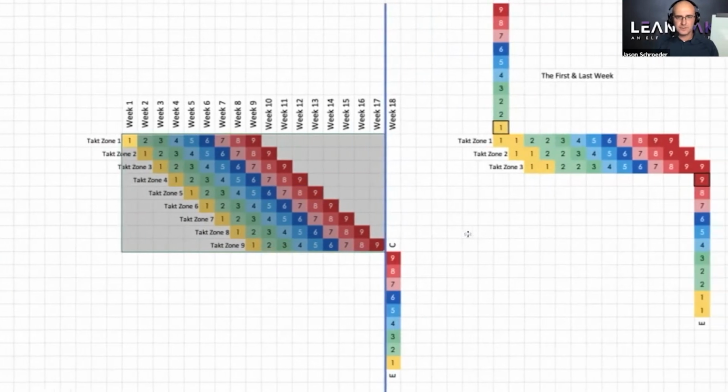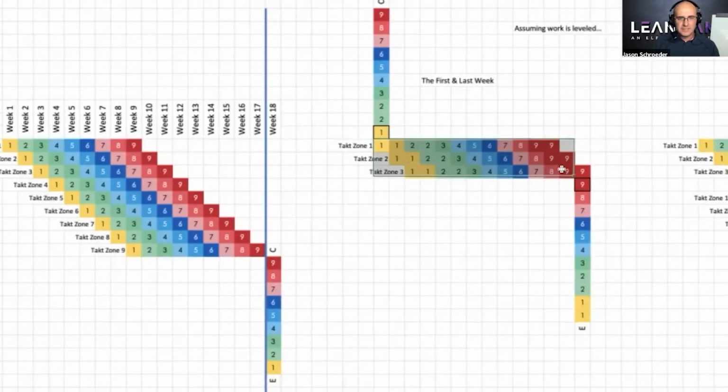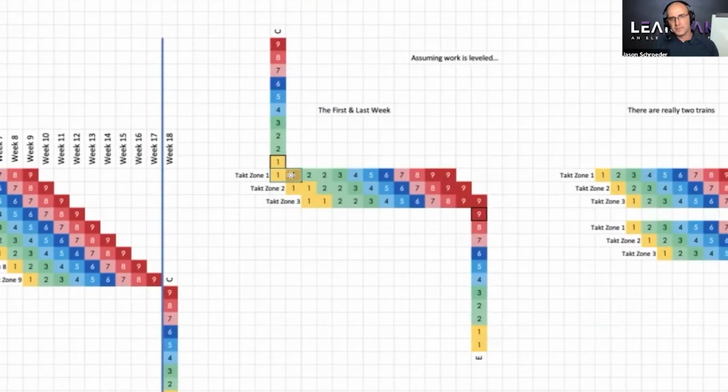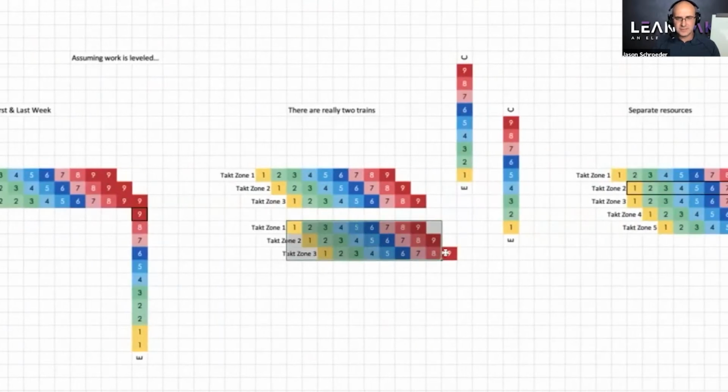There are some other things we learn about this. If you have a takt plan here that has the same wagon broken up but behind each other, you know that half of your crew on the first week isn't busy and that half of your crew on the last week isn't busy. If you ever see these phases stacked on top of each other, you know you have two trains.